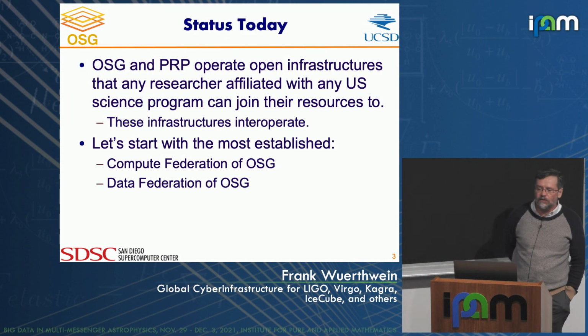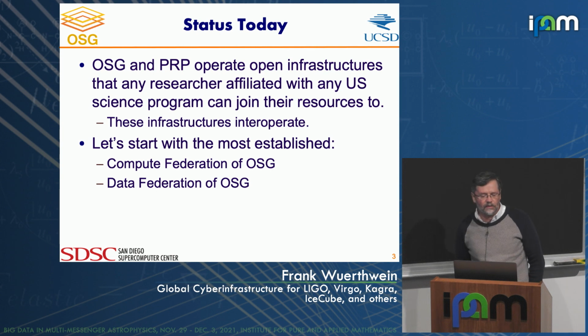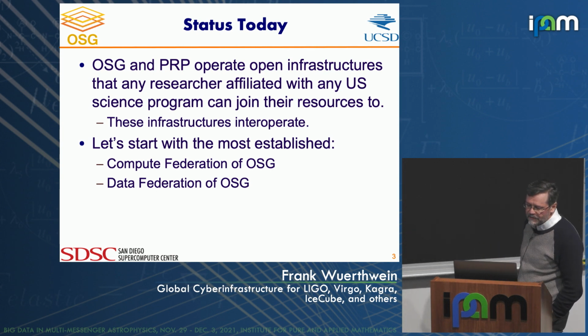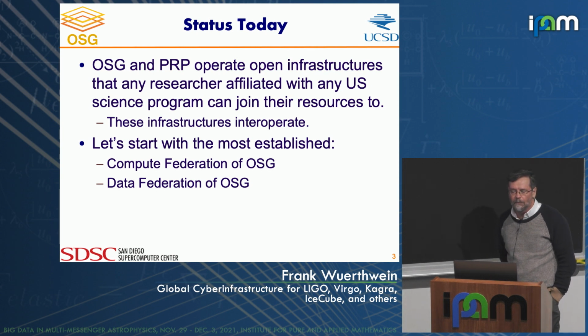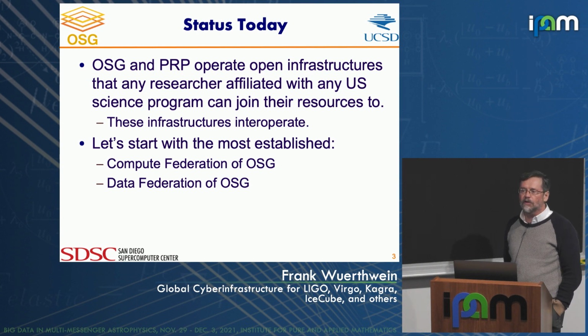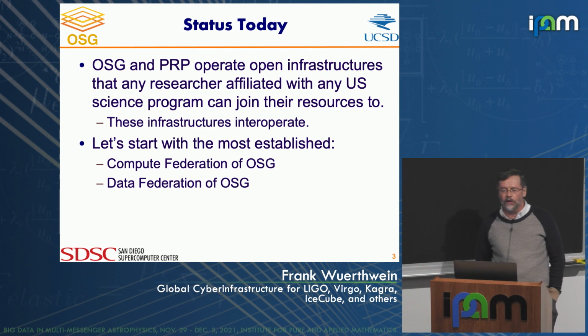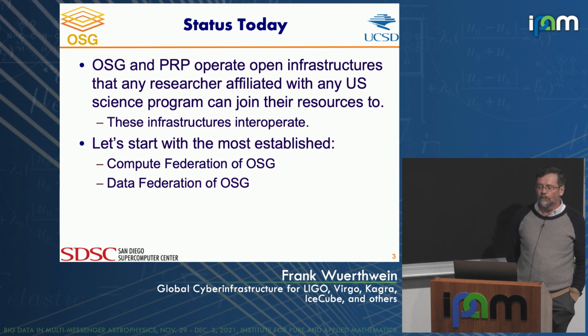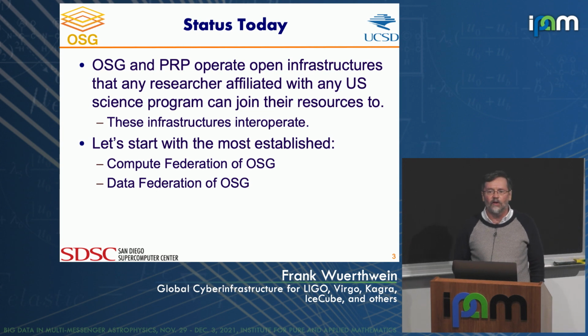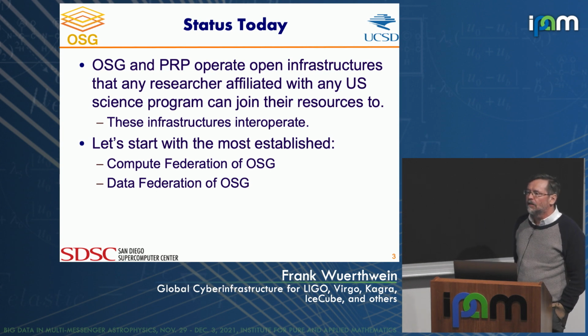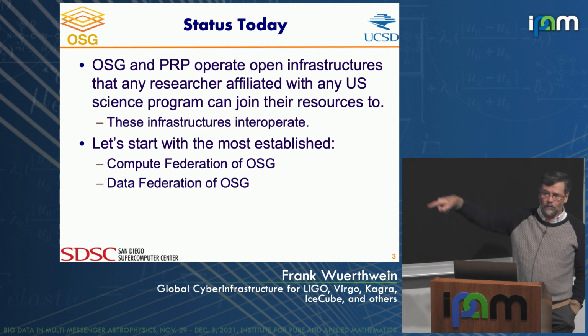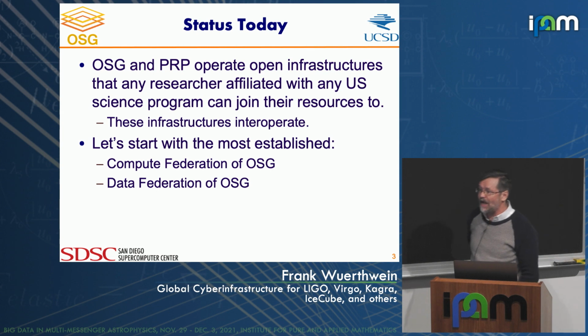So the status today in a nutshell is that there's 2 organizations, OSG and PRP. PRP stands for Pacific Research Platform, that operate open infrastructures that any researcher affiliated with any US science program can join their resources to, and these 2 infrastructures interoperate. That means that every single one person in this room can get an account and access the public data of LIGO and play with it.